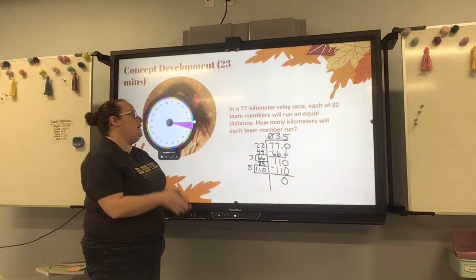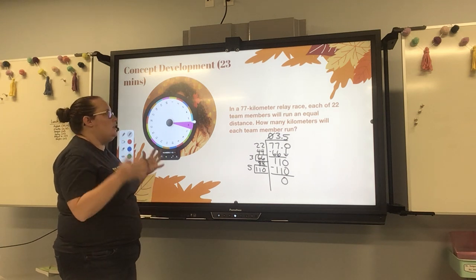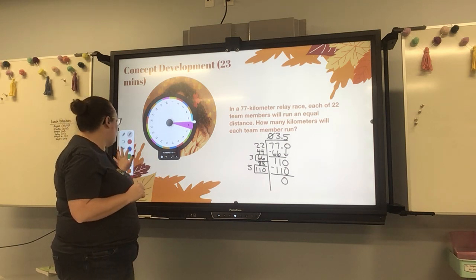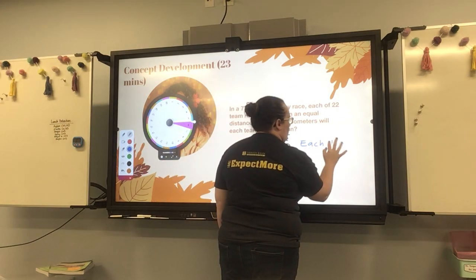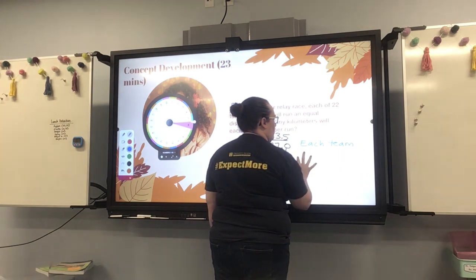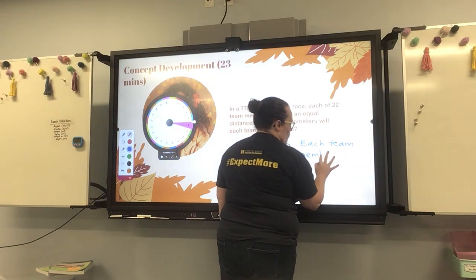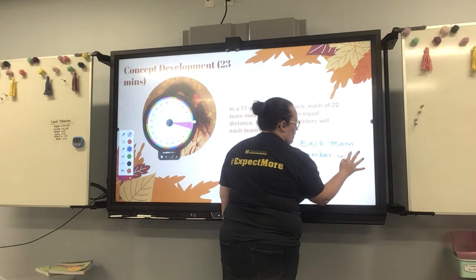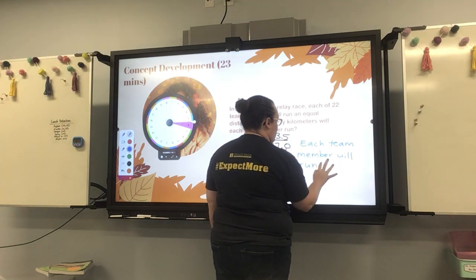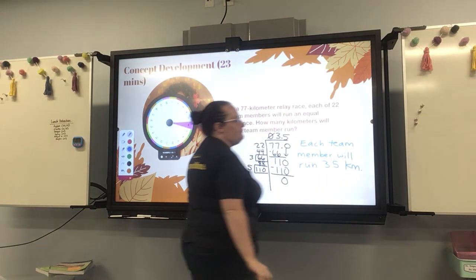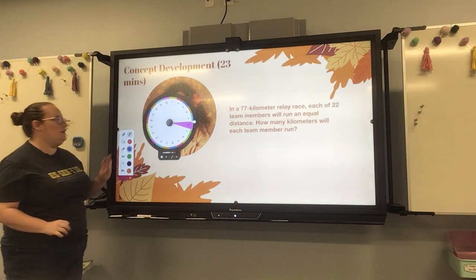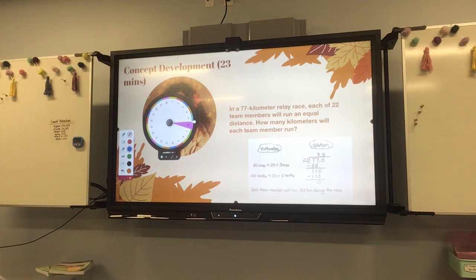So the answer would be each team member will run 3.5 kilometers, and I would write that in a complete sentence. Each team member will run 3.5 kilometers. Very good, very good. On to the next one. And we can see that we did get it correct.